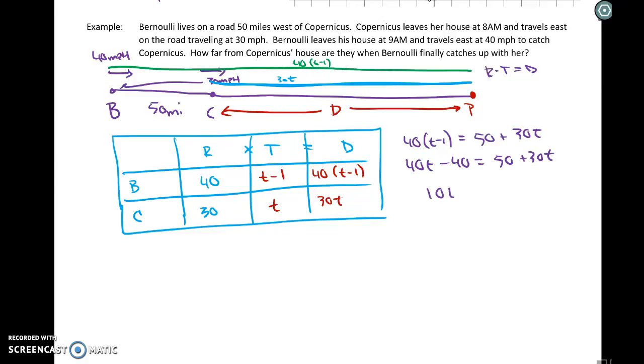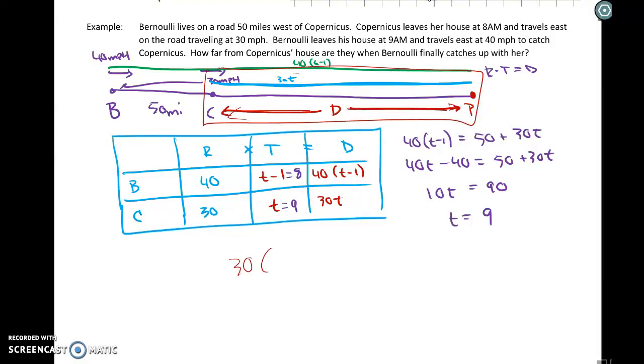Subtract 30t gives you 10t, add 40t gives you 90. So t is equal to 9. T is my time, so that means Copernicus traveled 9 hours and Bernoulli traveled 8 hours. That's not what the question asked. The question wanted me to find this distance here, which is just my 30t. So my final answer is 30 times 9, which is 270 miles. Yep. Have a good day.